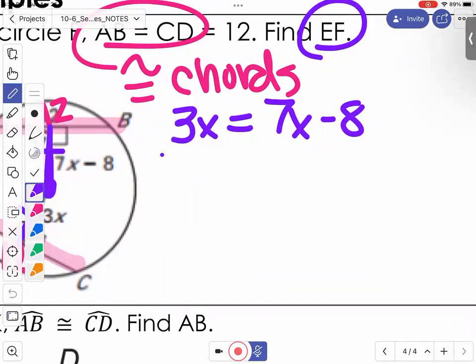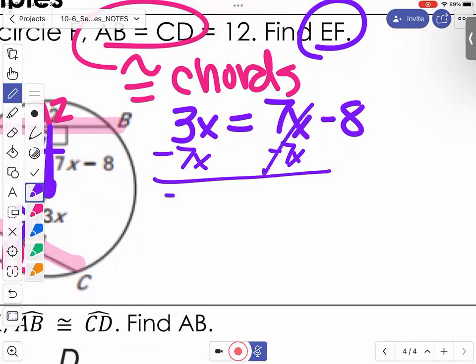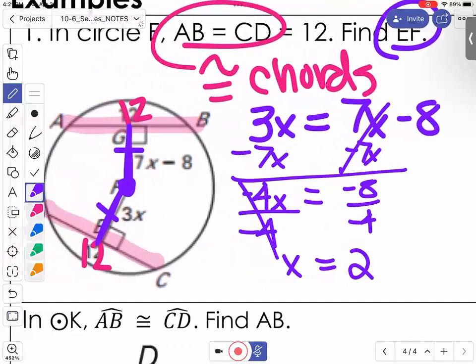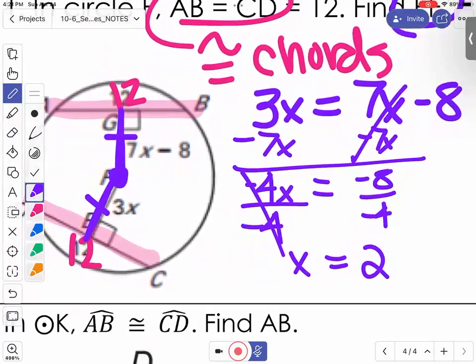I'm going to subtract my 7x from both sides. So I have a negative 4x is equal to a negative 8. Divide both sides by that negative 4. And my x is a positive 2. Now remember, that's not my final answer. It said find the length of segment EF, which means plug that back in. So EF was the 3 times x length.